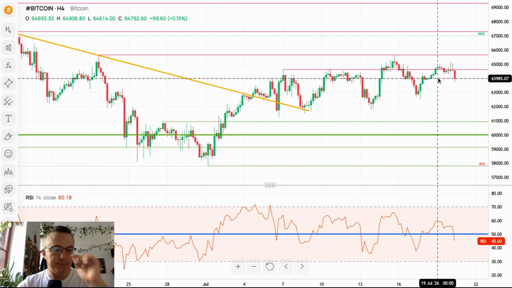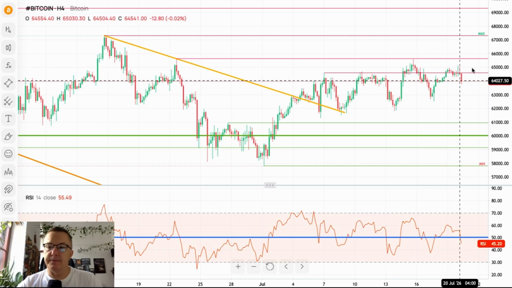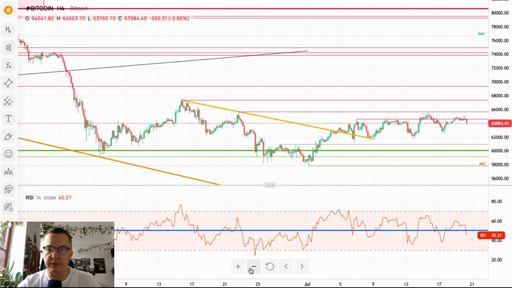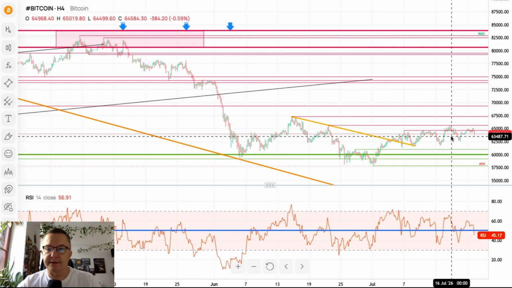So right now, after the breakout above the trend line, Bitcoin is locked, and we are waiting for the continuation of the movement. The major move, as you can see, is to the downside.